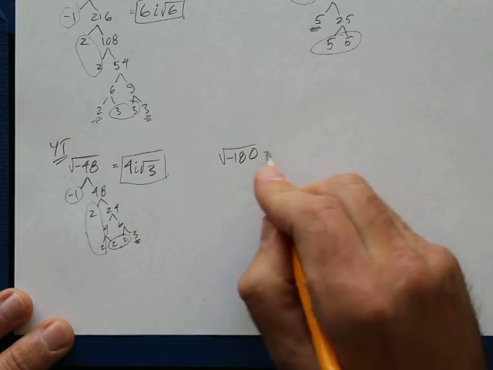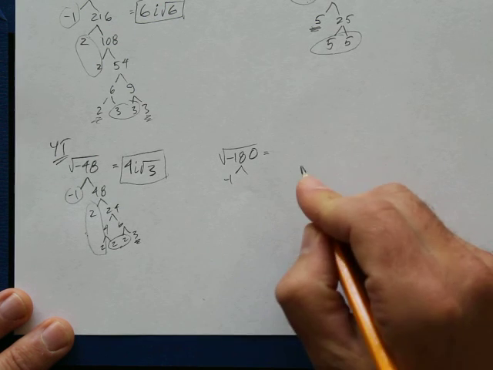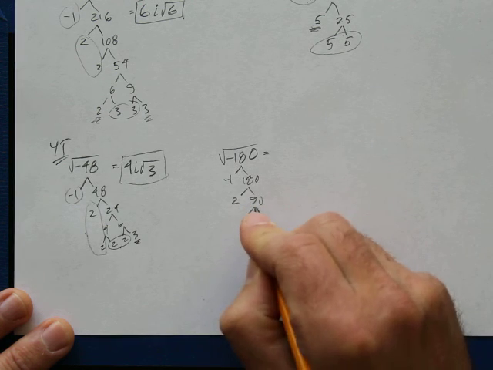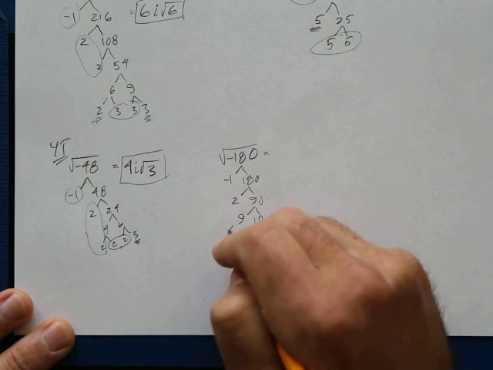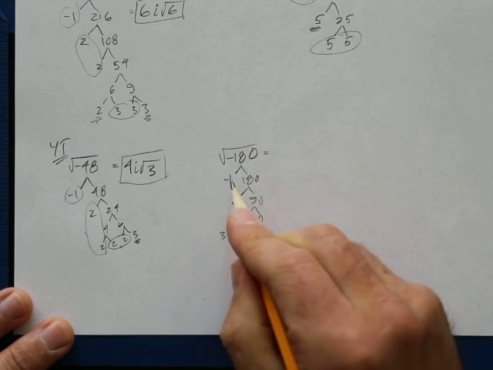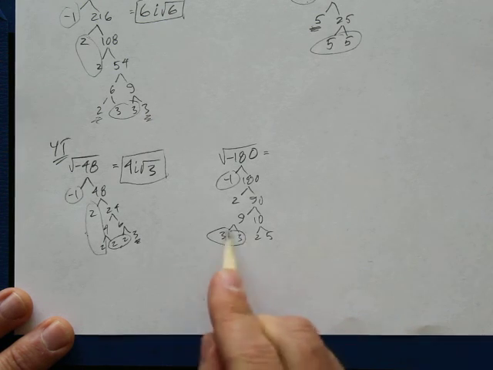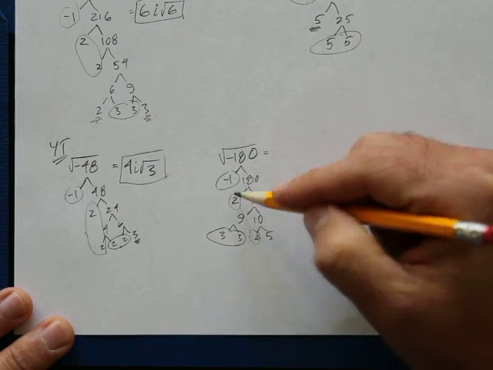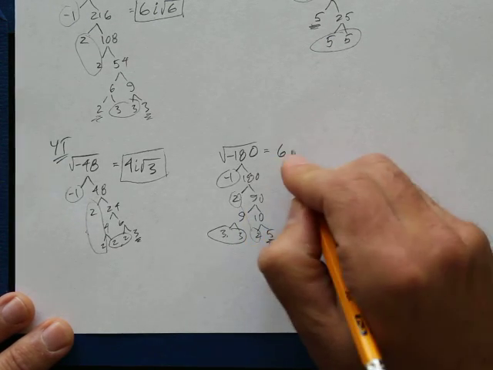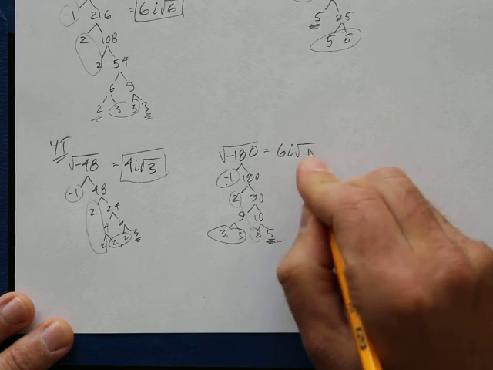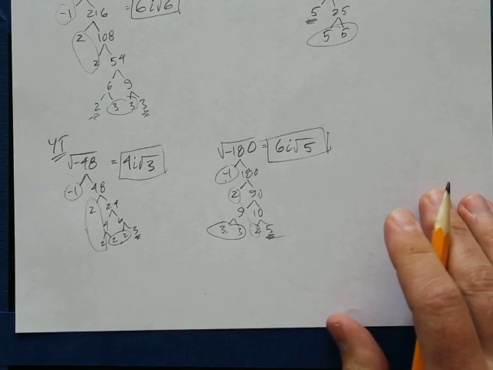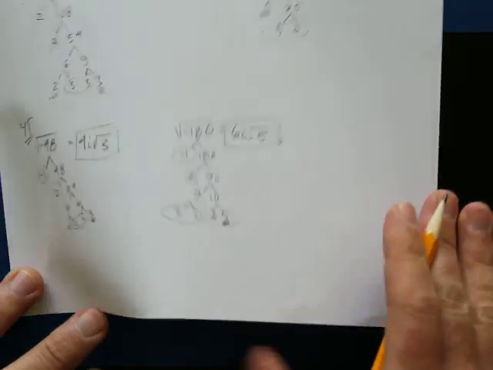You try. Now for this one, again, I've got negative 1 that I'm pulling out, 180. I'm going to say 2 times 90, and I'm going to say 9 times 10. 9 is 3 times 3, and 10 is 2 times 5. Got the negative 1 I'm pulling out, I got the 3, and I've got these 2's here, and then the 5 gets stuck. So I've got 2 times 3, which is 6, times i, times the square root of 5. All right, we're going to go on to some more examples here.